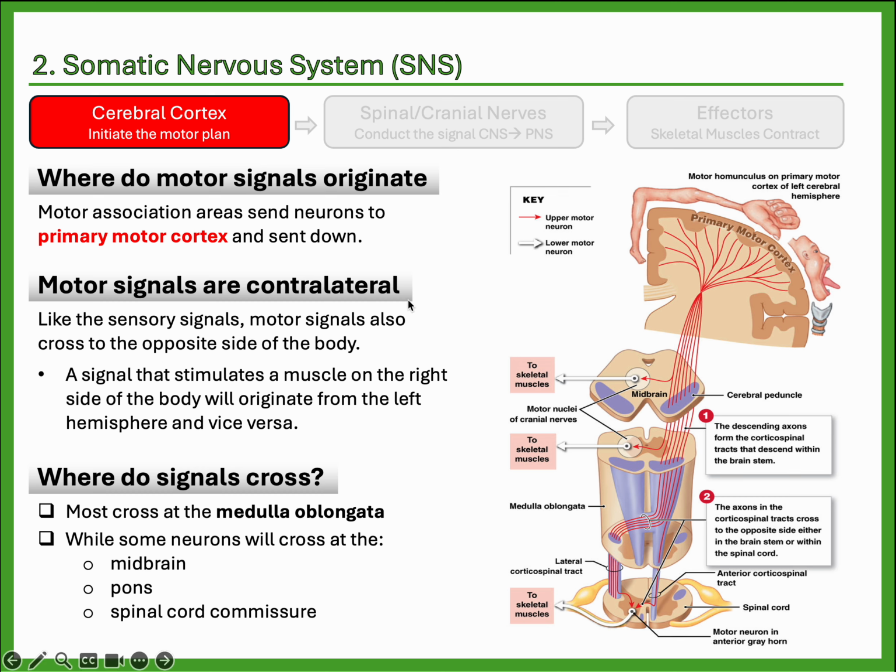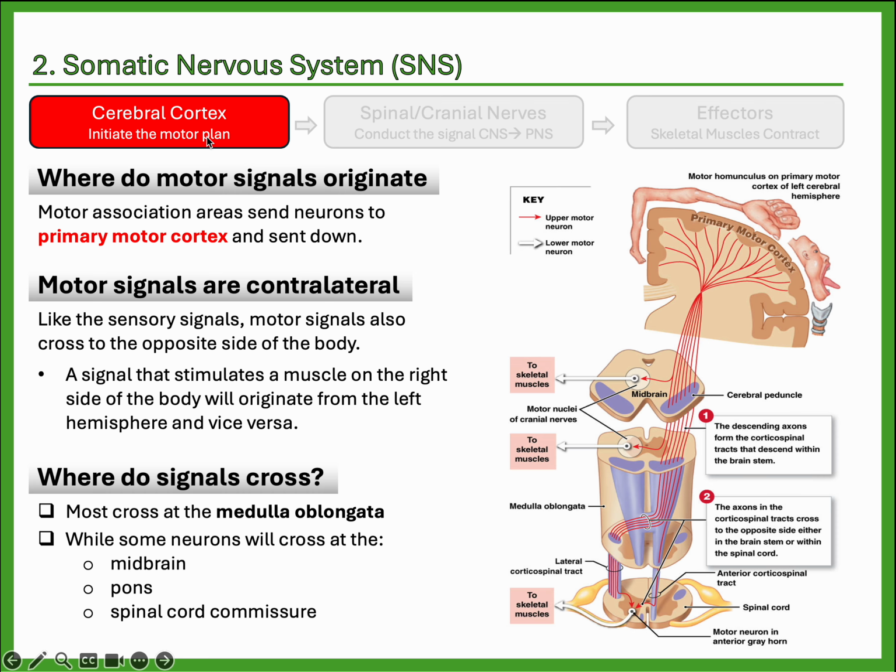What does contralateral mean? Lateral means to the side, and contra means contrary. So whatever side of the cortex you're on, it's the contrary side to what's moving. So if I send things from my right hemisphere, it'll go down to the left part of the body. Okay? So that was the cerebral cortex.